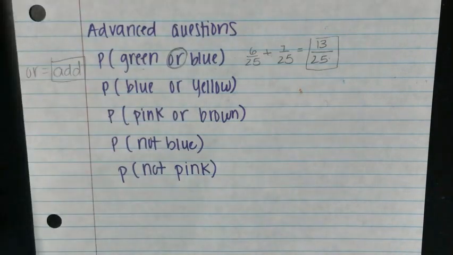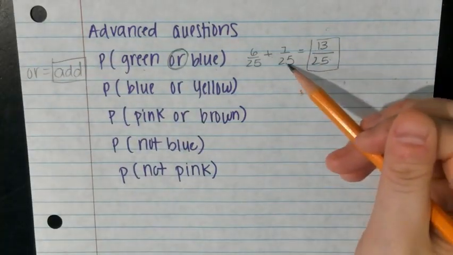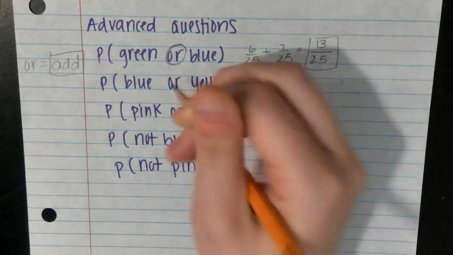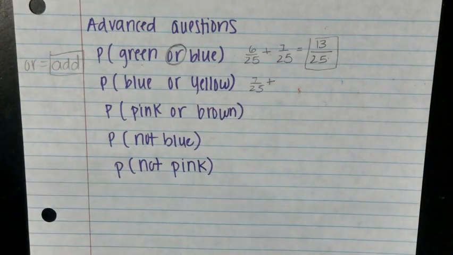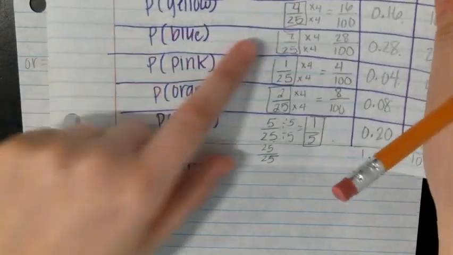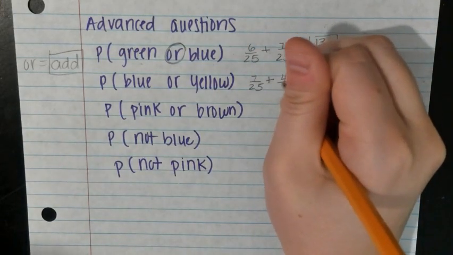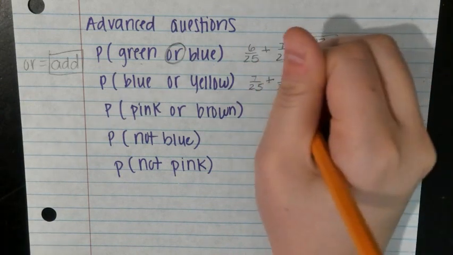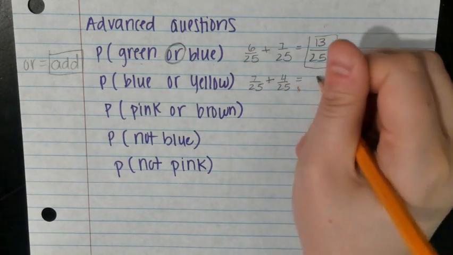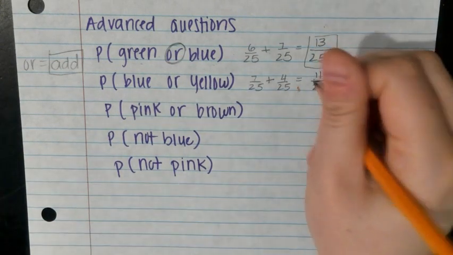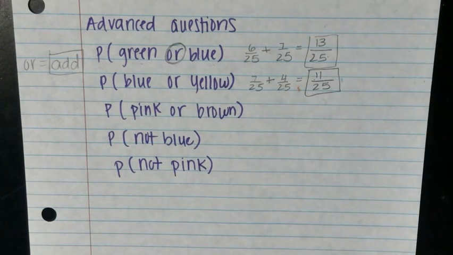So I'm going to go get the probability of blue. Remember, the probability of blue was 7 out of 25. We just got that one earlier. I'm going to add it to the probability of yellow because I see or. 4 out of 25 for yellow. And 7 plus 4 is 11. Yep. 11 out of 25. We can't simplify it, so I'm just going to box it.